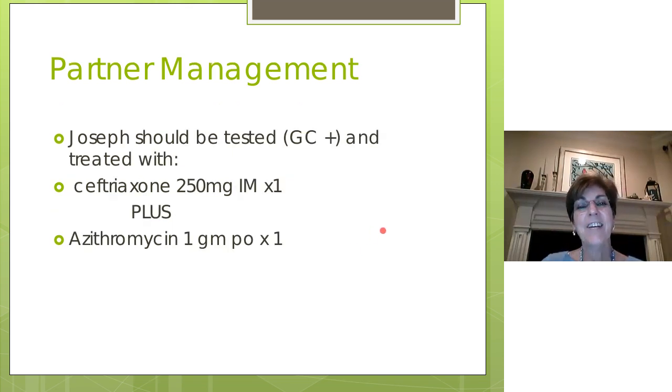Okay. So he should be tested for both gonorrhea and chlamydia. His gonorrhea came back positive, so he is given the usual treatment for gonorrhea, which is ceftriaxone 250 IM times 1, and 1 gram of azithromycin PO times 1. Okay. So, any questions about anything we've gone over? I know that was a lot. I'm trying to get these under an hour, but just can't quite do it.